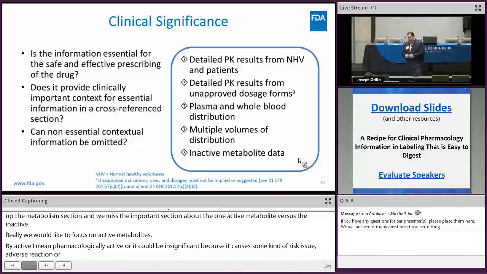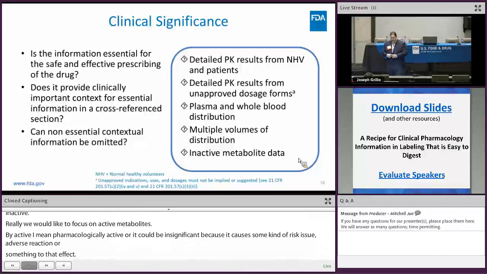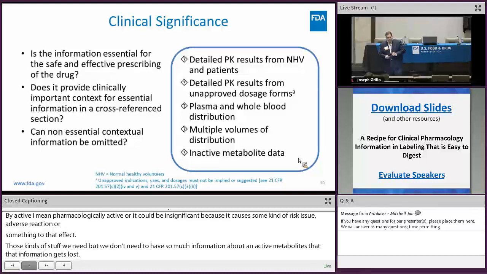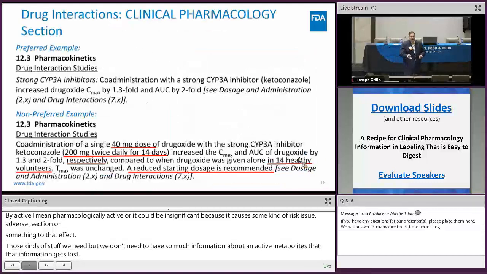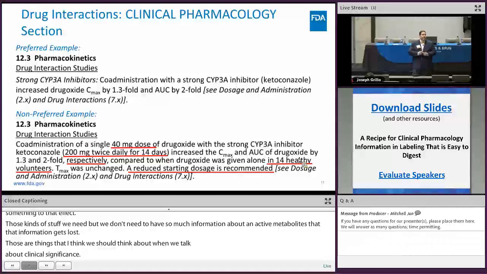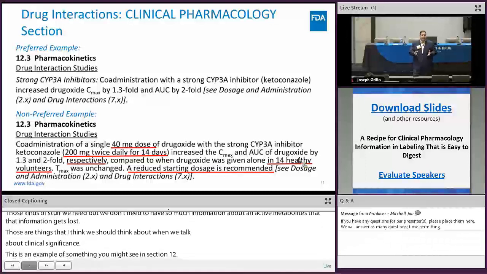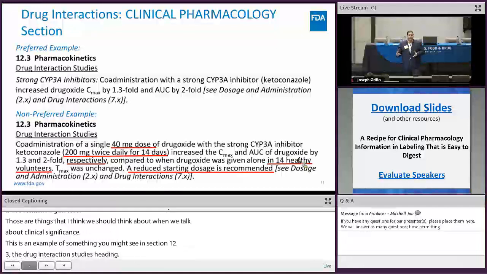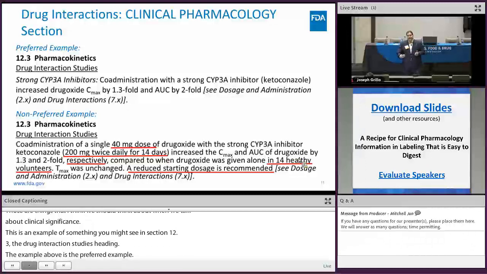So those are things that I think we should think about when we talk about clinical significance. So this is an example of something you might see in section 12.3, the drug interaction studies heading. And the example above is a preferred example. So really, it's just giving the key information about the exposure change. The example below is not preferred because it has a lot of extraneous information.